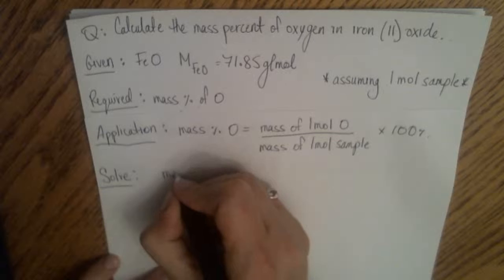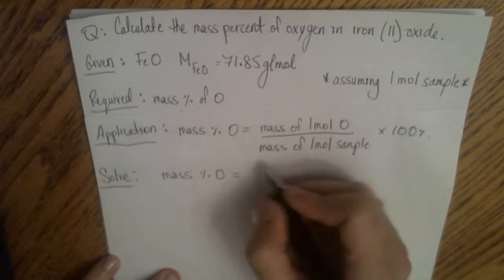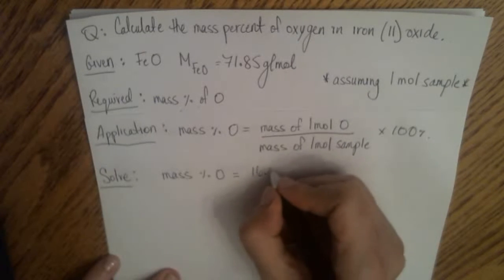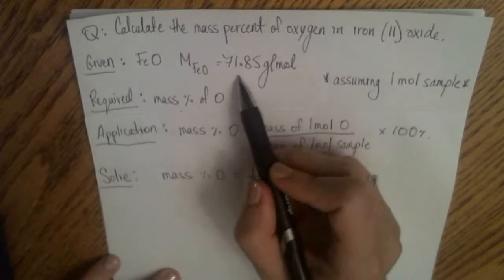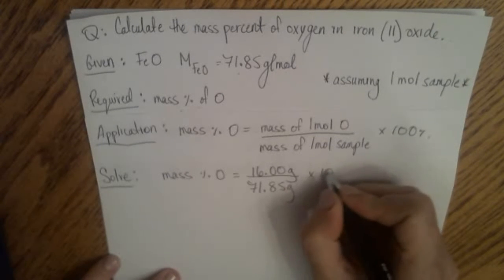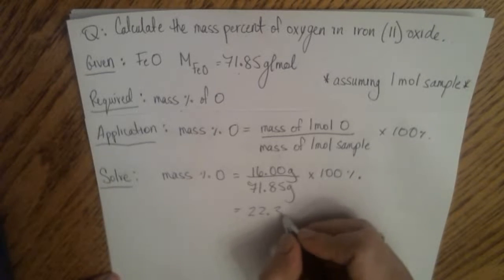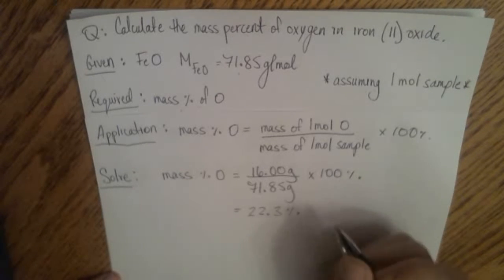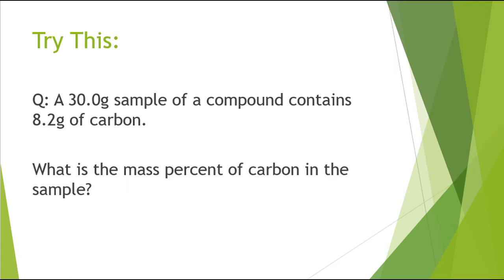Let's solve this together. The mass percent of oxygen equals the mass of 1 mole of oxygen, which we know is 16 grams, divided by the mass of 1 mole of the sample, which is 71.85 grams, times 100%. We get 22.3%. So the mass percent of oxygen in iron(II) oxide is 22.3%. So this is one way that we can calculate the mass percent of an element in a particular compound.